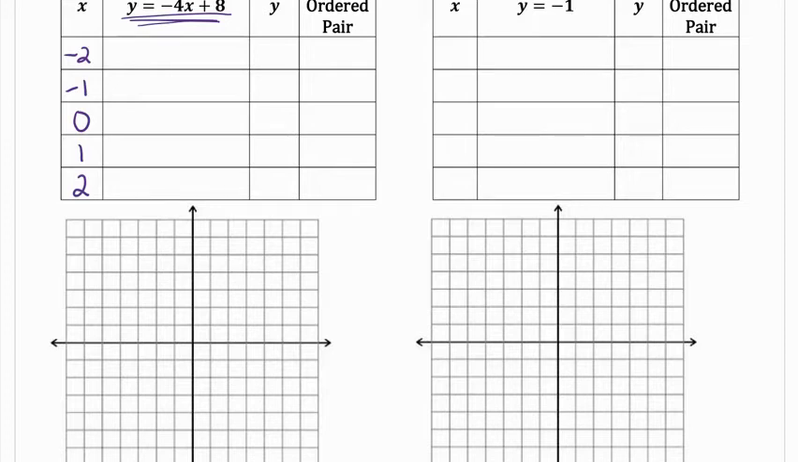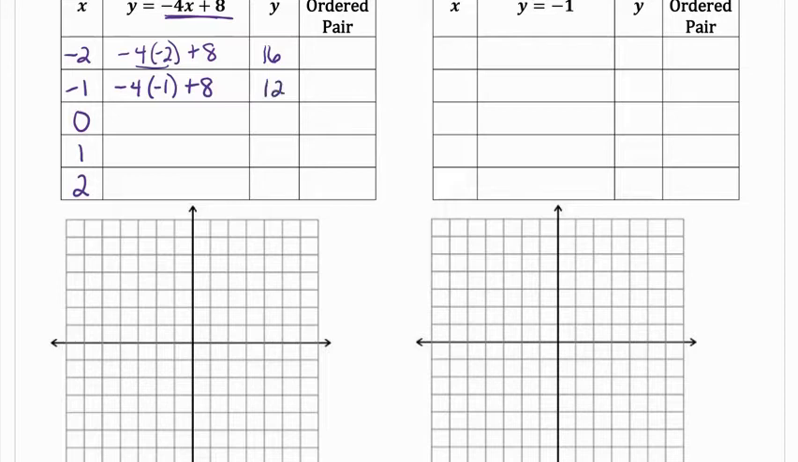Okay, so I'm just going to plug it in, and really I'm just going to write this side of the equation, so that's what I need to plug x into. So we would do negative 4, and I'm going to plug in negative 2 for the x, plus 8. So negative 4 times negative 2, that part is positive 8, and then 8 plus 8 will give us 16. If I plug in negative 1, negative 4 times negative 1 plus 8, that's 4 plus 8, so that makes 12.